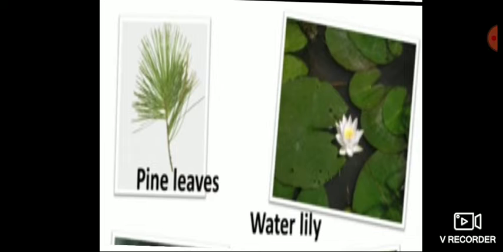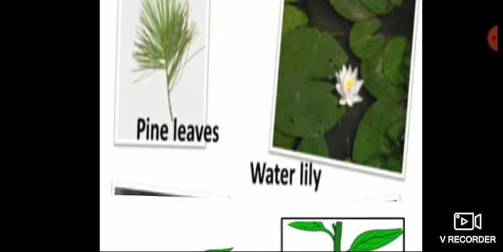Some leaves are small like acacia and some leaves are big like banana. Size and shapes are different. Needle-like shapes in pine's leaf and circular shape in water lily. So there are many varieties of leaves, but the basic structure of all the leaves is the same. A leaf rises from the node of the stem.